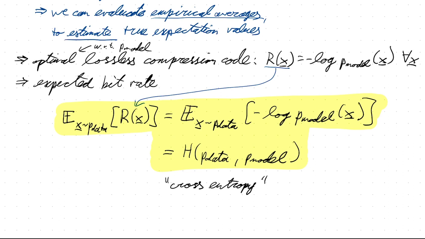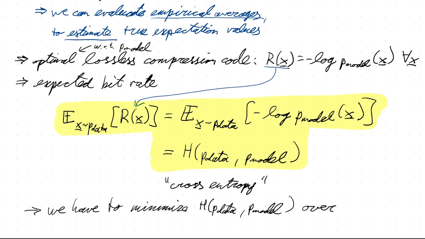So let me state that explicitly. If you have in your model some free parameters and you want to tune these free parameters, then the way to do this for compression is to minimize the cross entropy of P model over the parameters, for example neural network weights, of P model, because that's the only thing we can change. We cannot change the data distribution, that's given. So this is the bitrate that you get.